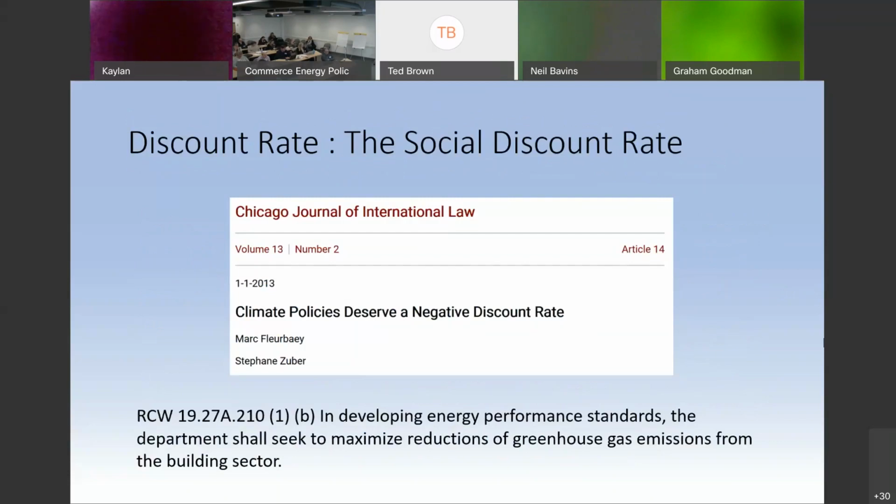Social discount rates are generally much, much lower than the market discount rates. And this may have some relation to the fact that greenhouse gas emissions are called out to be maximized within the legislation, which calls into question, is this a climate policy or is this a buildings-save-money policy? What type of policy is this?